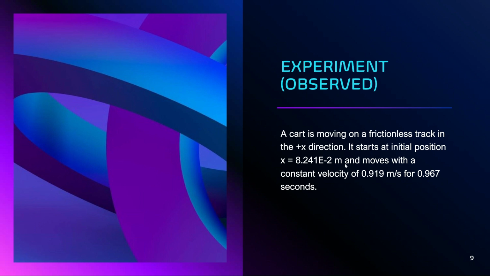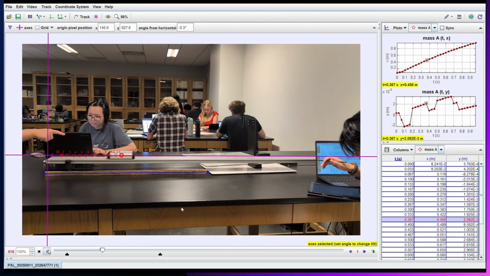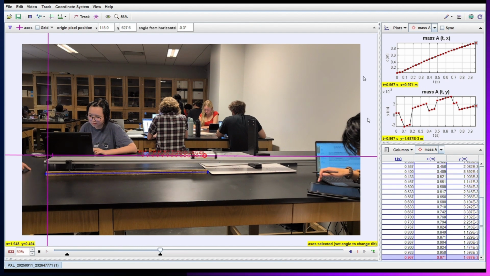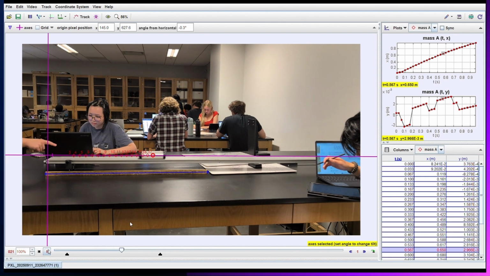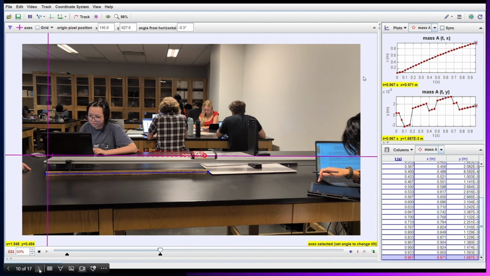Once again, this is the experiment, plus x direction. And here's the video of it moving. As you can see, it makes this graph for us, distance over time, in meters per second. And here's the data from it.